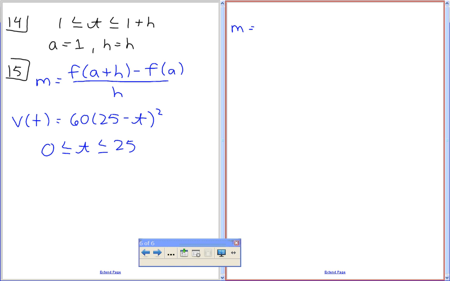Okay, somebody help Greg here. You're doing basically V of A plus H. Go ahead, so you have 60, bracket 25 minus bracket A plus H, and square. Okay. That'll be your first one. And then minus 60 times 25 minus A.